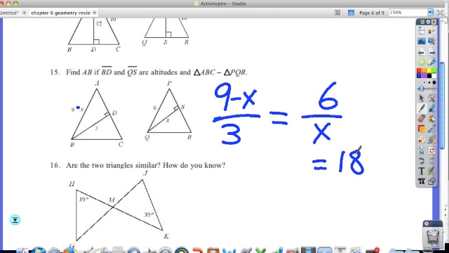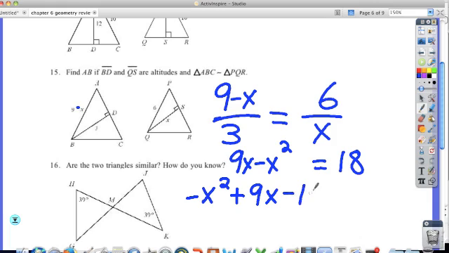But X times 9 is 9X. And negative X times X is negative X squared. So to solve a quadratic, the first thing I have to do is set everything equal to what? No, not 1. 0. So I end up with, writing this with the leading coefficient, negative X squared plus 9X minus 18 equals 0. Do you understand how I got that?